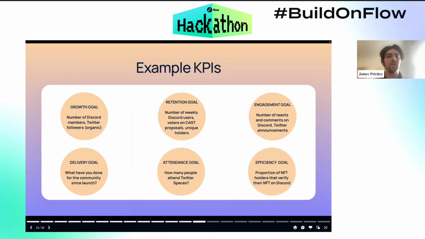And then moving into efficiency, that's all about conversion. So for example, how many people from our Twitter go to our website? How many people go from our website to our NFT platform? How many people buy an NFT on our NFT platform? And then what proportion of the people that buy NFTs verify their NFT on Discord and join our community? So efficiency is really about tracking the click-through rates to basically make it as efficient as possible there.